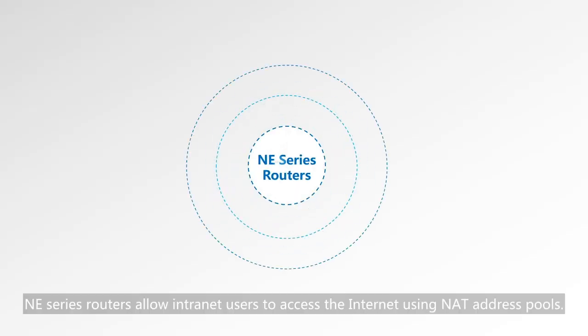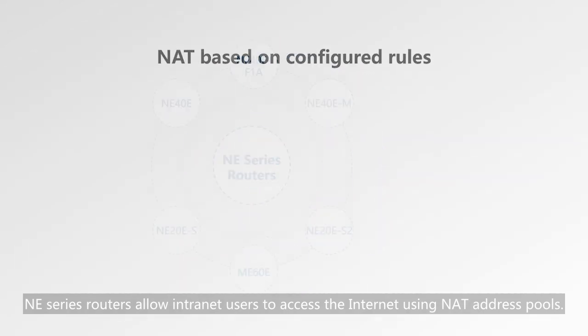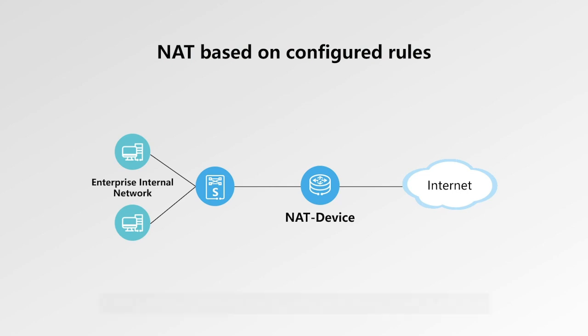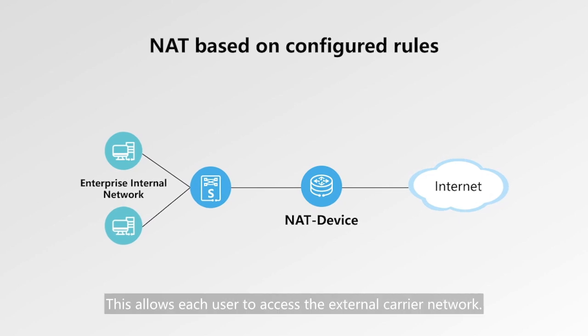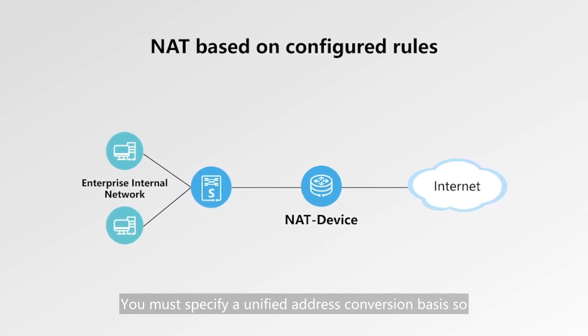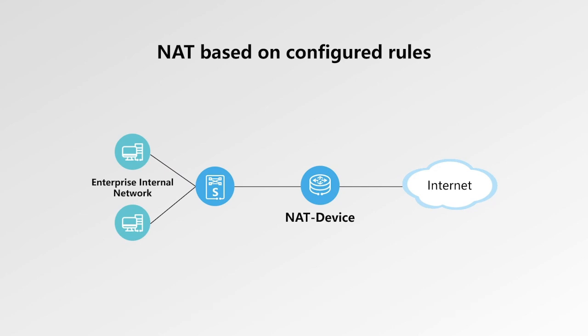Any series routers allow Intranet users to access the Internet using NAT address pools. Traffic is transmitted from the Intranet to an external carrier network. A NAT device converts the private IP address of each Intranet user into the IP address of a public network interface. This allows each user to access the external carrier network. You must specify a unified address conversion basis so that the NAT device can perform NAT based on configured rules.